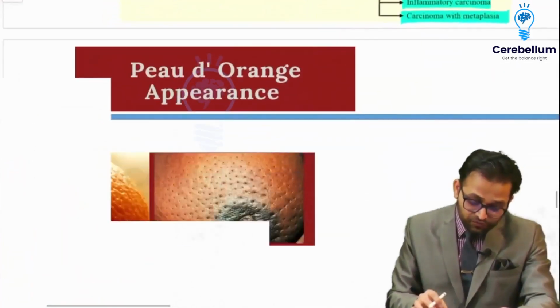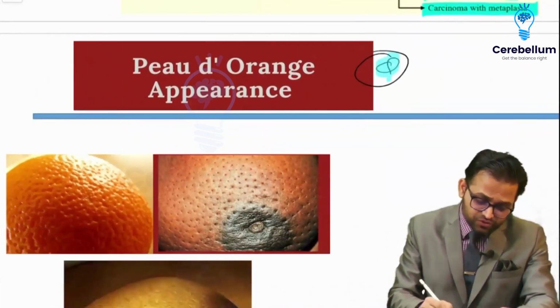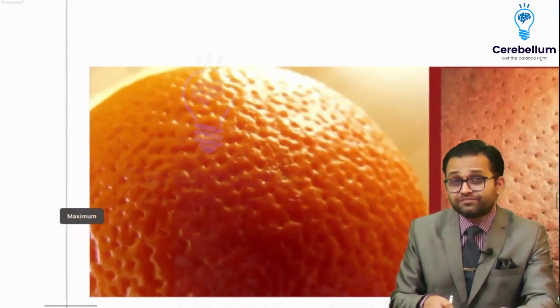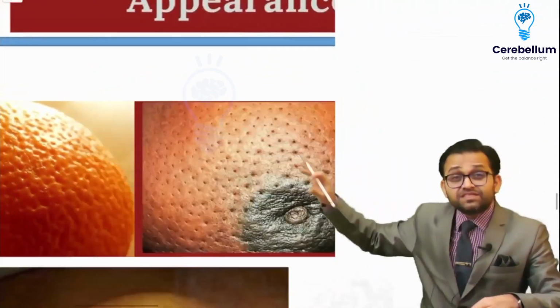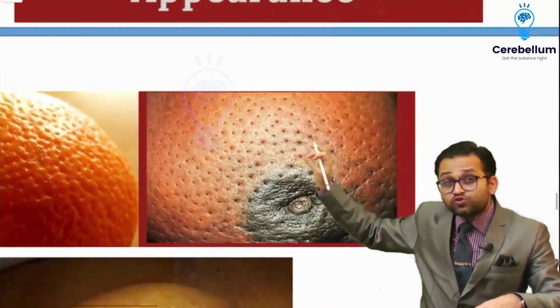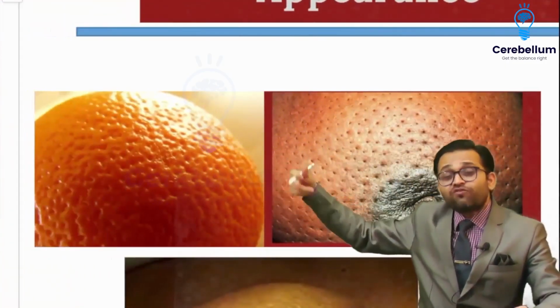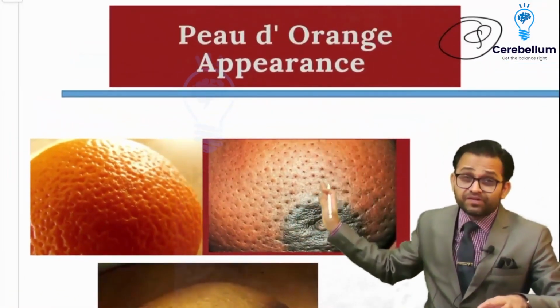Look here, a few more integrations: peau d'orange appearance. Very, very, very important question. Okay, so catch this point, sir. This is our orange. What happens in case of the breast cancer? The skin of the breast is also changing just like the skin of the orange. Similarly. So this is known as the peau d'orange appearance.